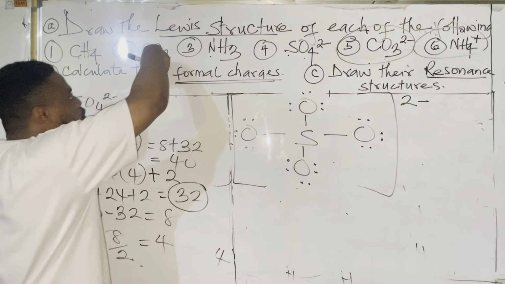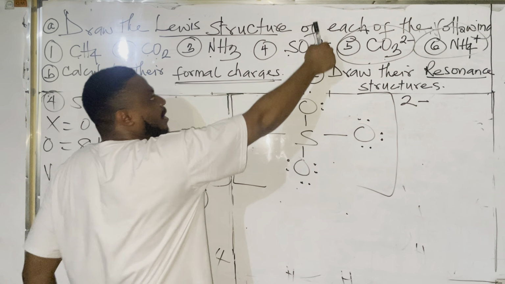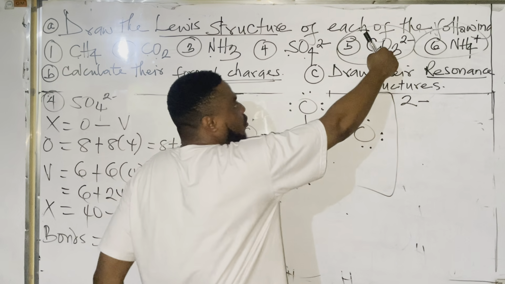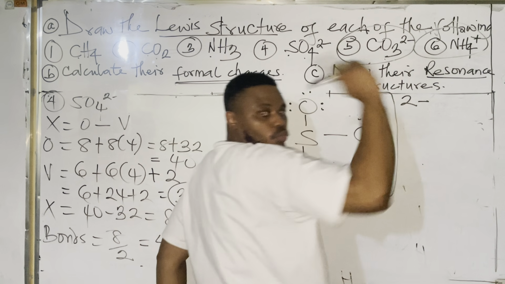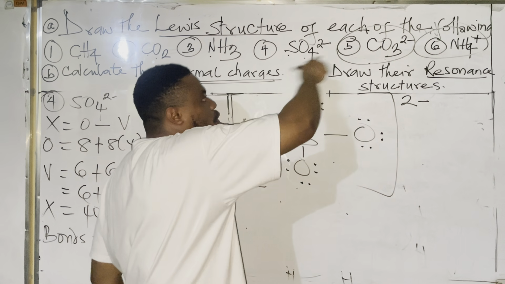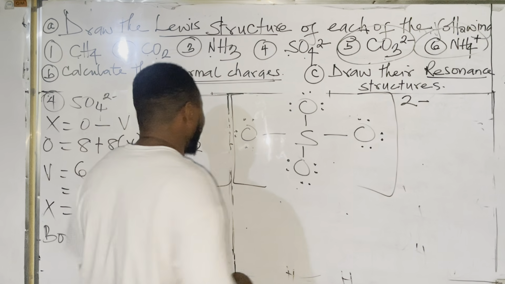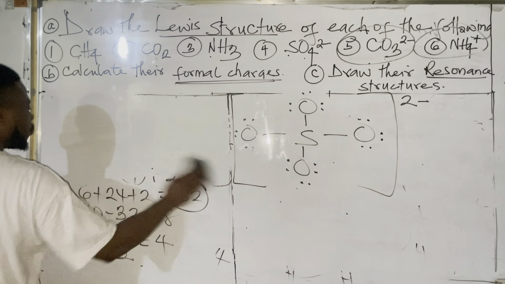Formal charge of CO2 is supposed to be 0. Formal charge of NH3 should be 0. Formal charge of SO4 2 minus should be minus 2. Formal charge of CO3 2 minus should be minus 2. Formal charge of NH4 plus should be plus 1. So the formal charge should correspond with the charge on the compound. Don't forget that. Now let's calculate the formal charge of SO4 2 minus.